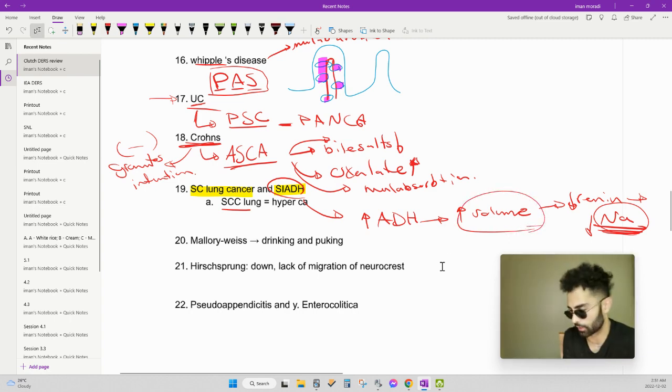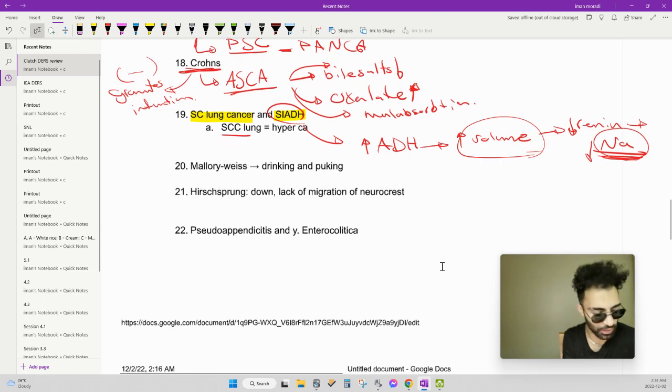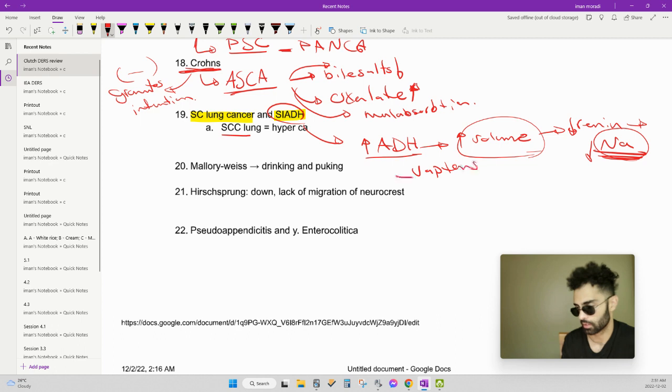It sounds like a random connection, but remember that Plasmodium and Mycoplasma pneumonia will also give you hyponatremia. So what do you give a person that has high ADH? You can give them vaptans, or you can give them demeclocycline. It's a tetracycline that's only used for this purpose.